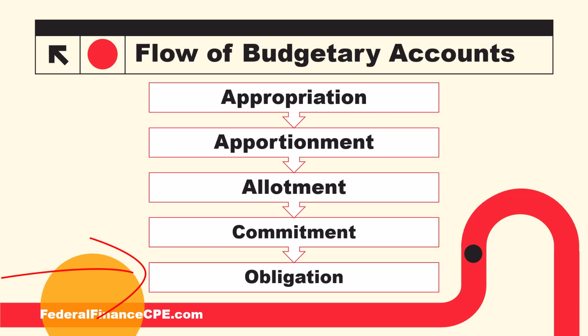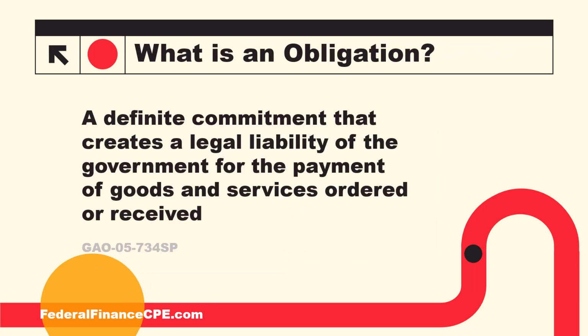See how each step builds on the previous ones? You can't have an obligation without all these other pieces. This flow is crucial because it helps agencies manage their funds and comply with the law. Now we get to our main topic. What exactly is an obligation? The formal definition is a definite commitment that creates a legal liability of the government for the payment of goods and services ordered or received.